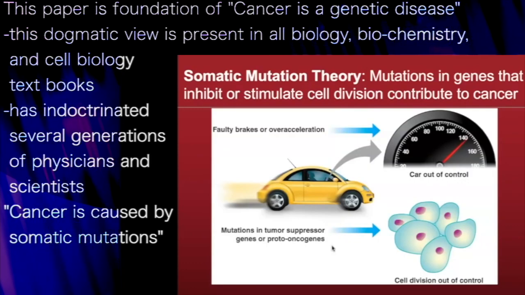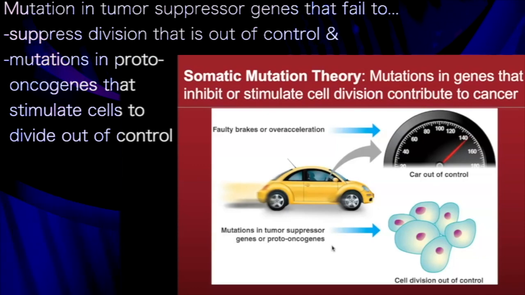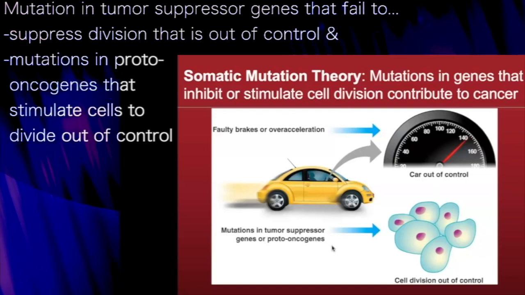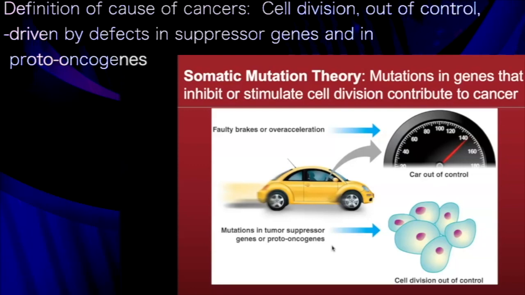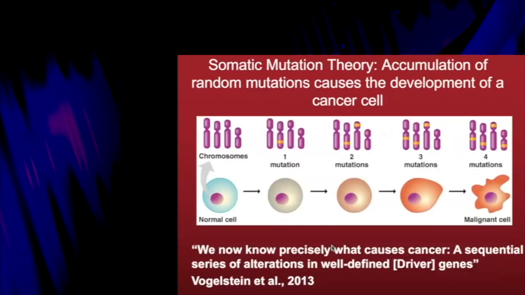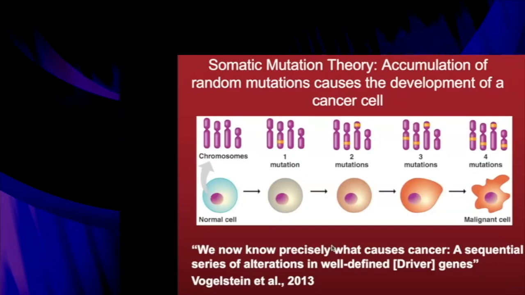Mutations in genes that inhibit or stimulate cell division contribute to cancer. So we have mutations in tumor suppressor genes that fail to suppress division out of control, and we have mutations in proto-oncogenes that stimulate cells to divide out of control. Cell division out of control, driven by defects in suppressor genes and in proto-oncogenes. The somatic theory argues that it is the accumulation of random mutations that causes the development of a cancer cell.